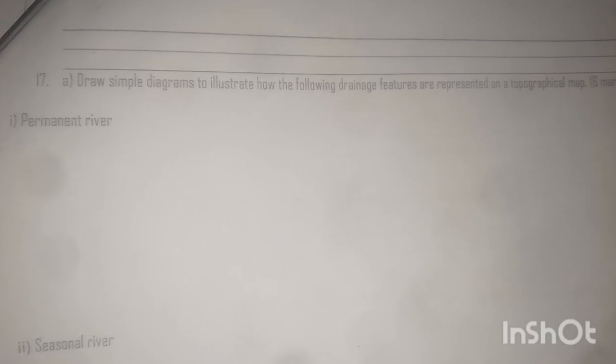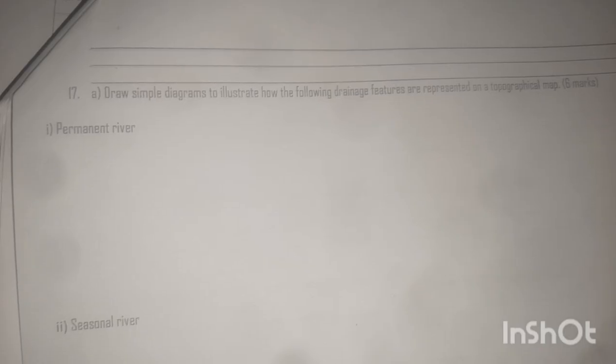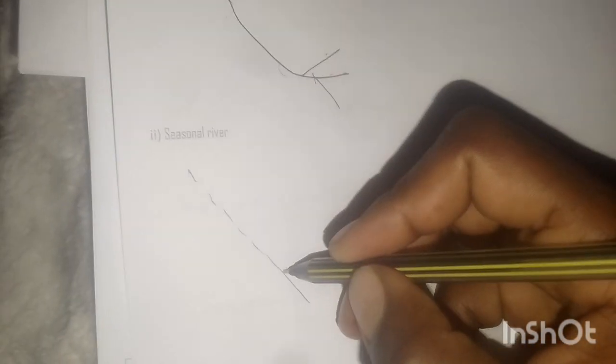Draw simple diagrams to illustrate how the following drainage features are represented on a topographic map. So a permanent river, of course, will be blue in color. So it will not be dotted. A seasonal river. Then we have a swamp. So all these are drainage features. So you'll see water there, and we'll have some marsh. Let's say the papyrus.